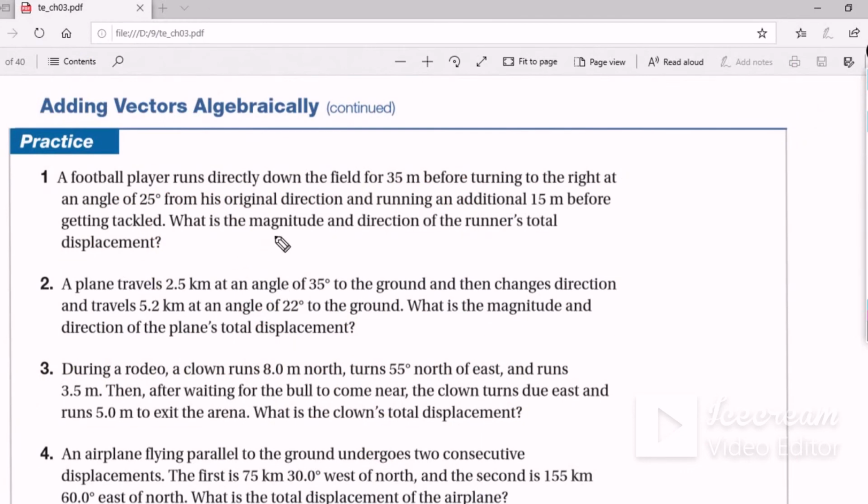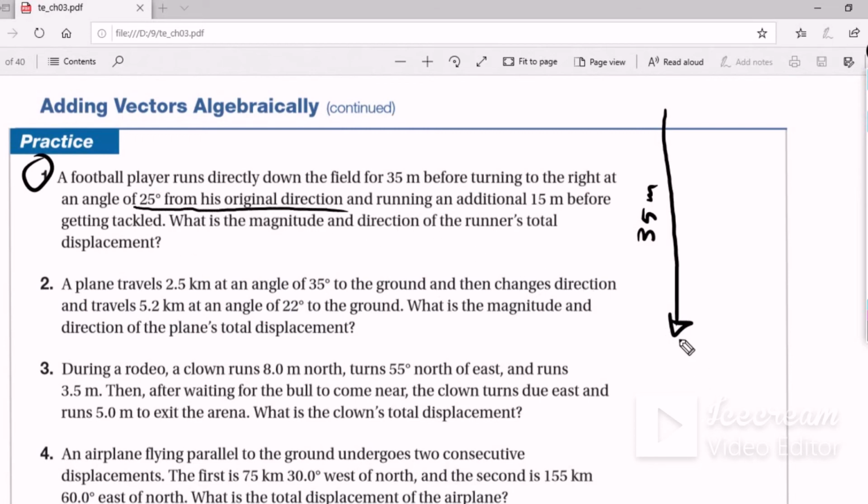Let's answer this problem in page 92. This is problem number 1. Okay, now a football player runs directly down the field. Suppose that this is the down the field, now for 35 meters, and turning to the right at the angle of 25 from his original direction.